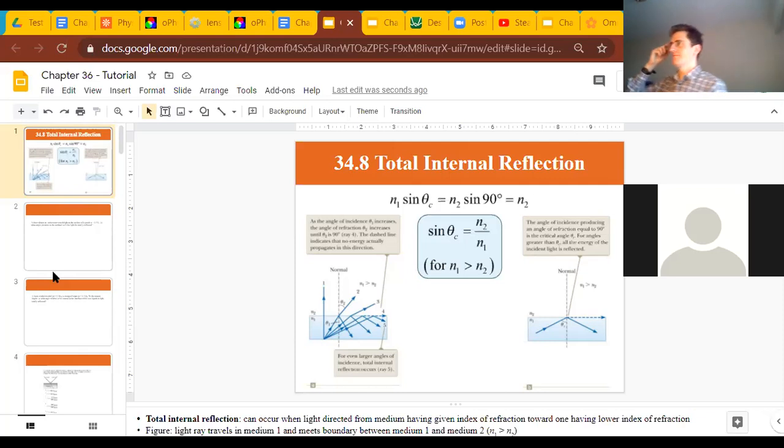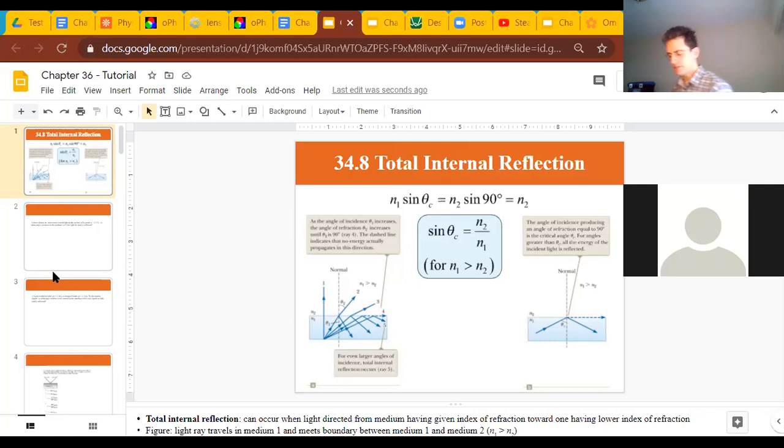But last time when I did a tutorial for reflection and refraction, one thing I didn't get to do problems for was the case of total internal reflection, which is simply when light doesn't transfer out of the medium it's in. Light just keeps getting reflected, stays in the medium, right?